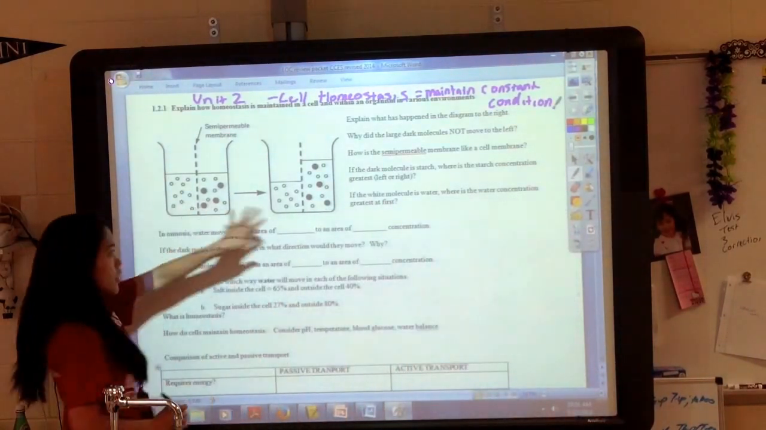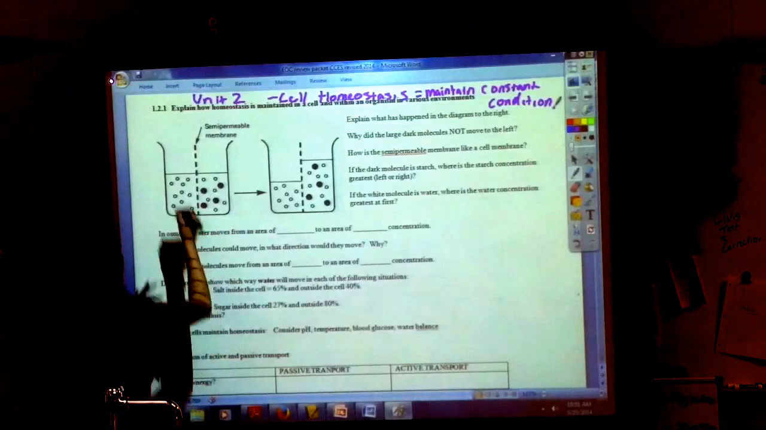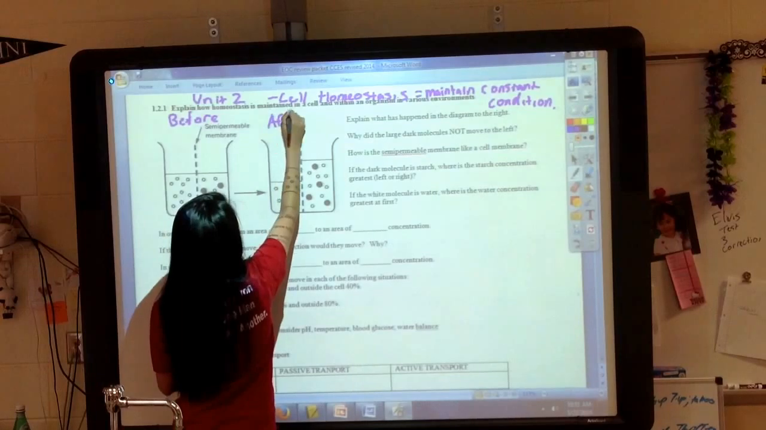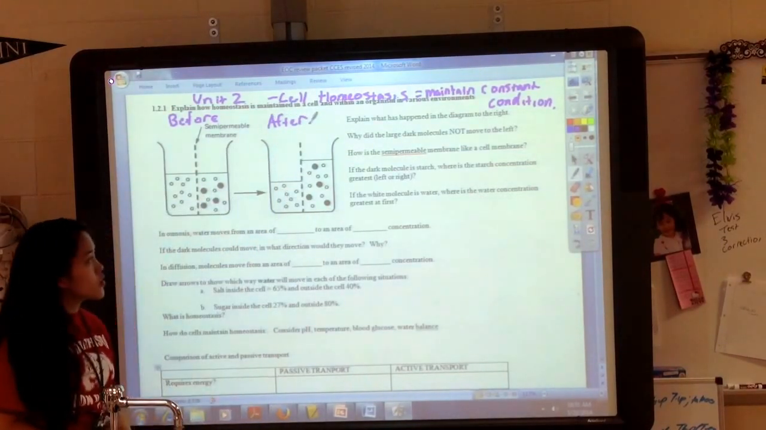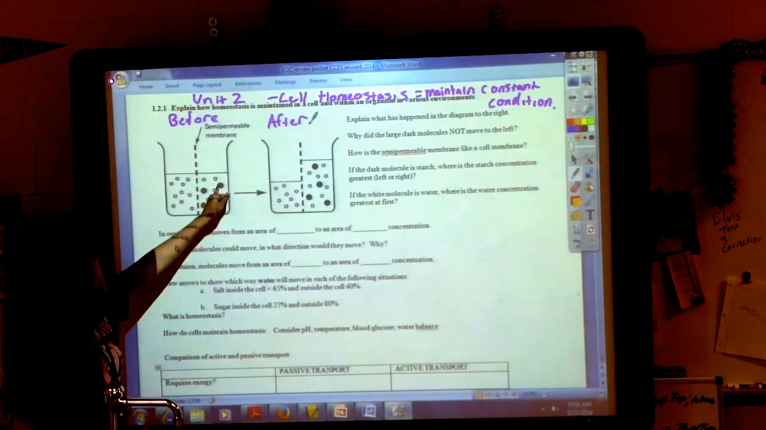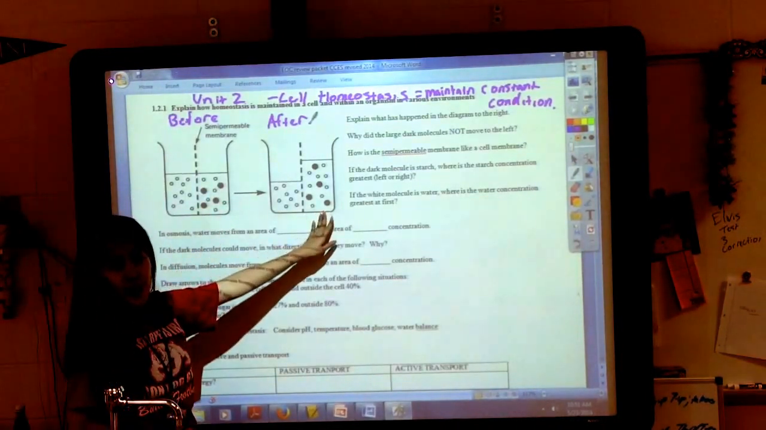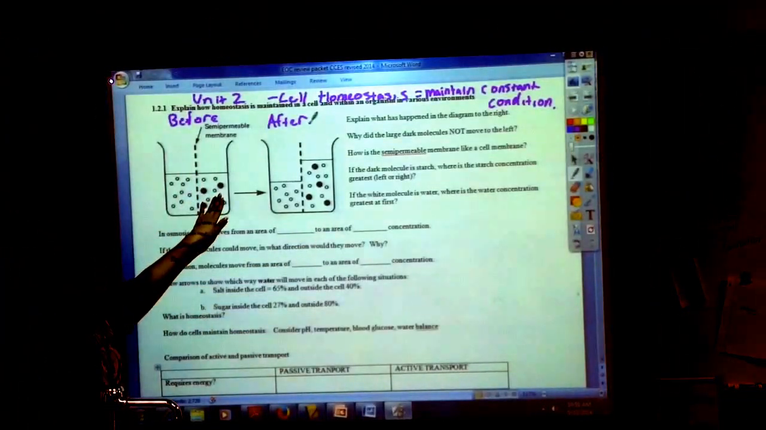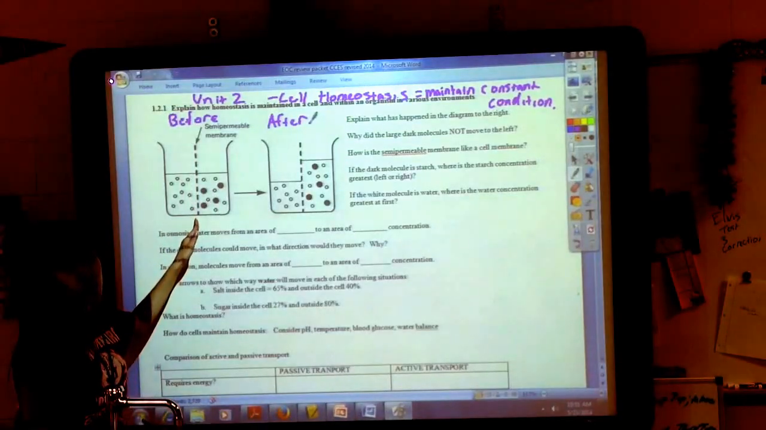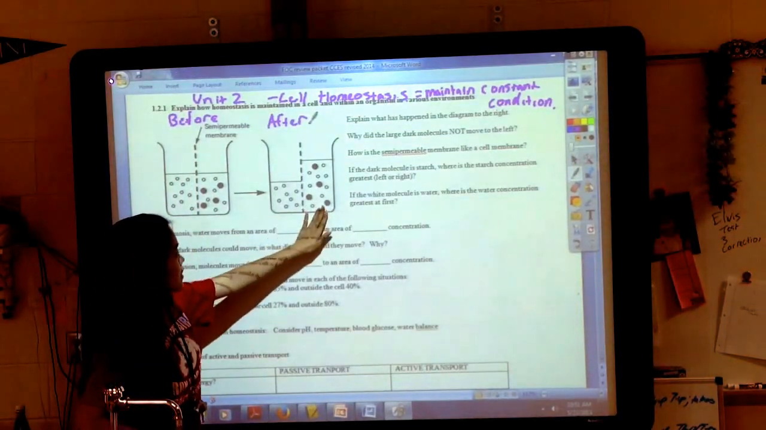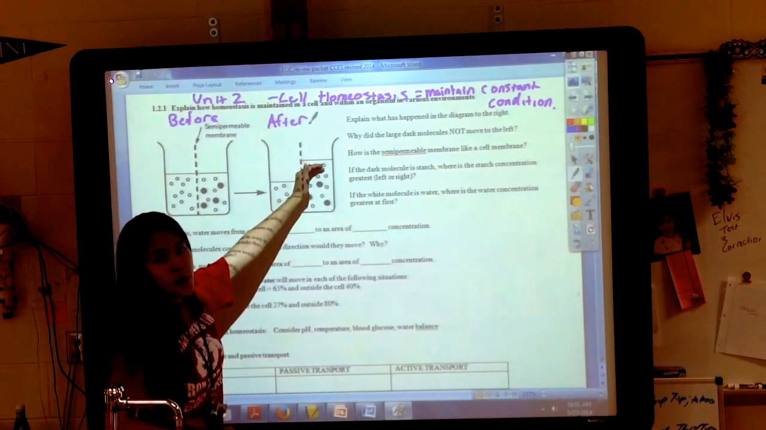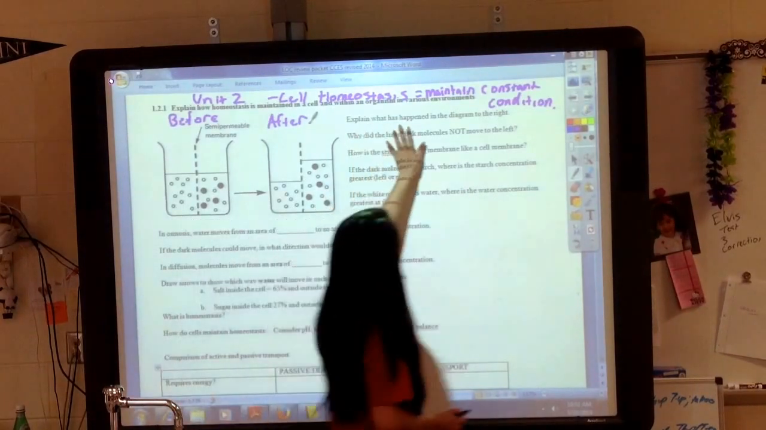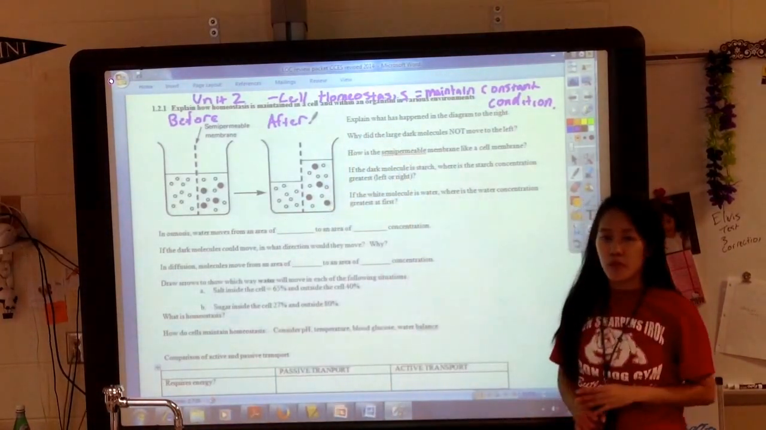So what we're first looking at here are pictures of two beakers, and here is your kind of before picture and your after picture. They're showing you in this image that these large molecules are on the right side of the beaker, and at the end they stay on the right-hand side. It also shows you that at the beginning the water is even on both sides. This does represent a permeable membrane. And in the after picture, your water level has raised up on the right-hand side, where you have those larger molecules. So here it says, explain what has happened in the diagram to the right.